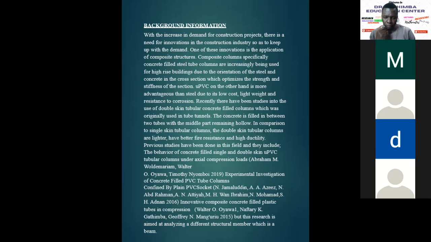And recently, we have seen concrete filled tubes being used in high-rise buildings, and concrete filled double skin tubes have started being researched recently, the reason being that they are lighter than the single skin, and have better resistance to fire and high ductility. The references down there are the research that has been done before, and they are well stated down there. Is that okay, sir? It's your presentation. We are timing you.